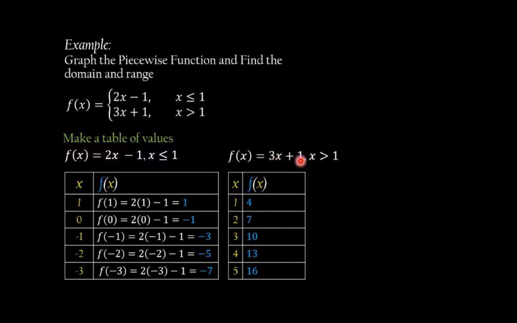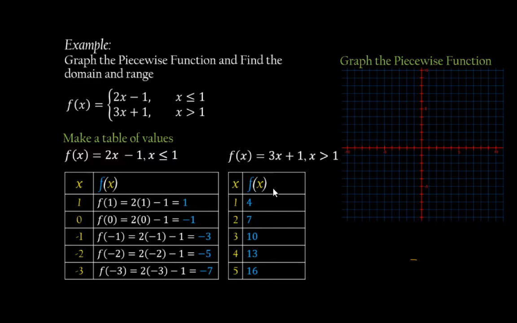Plug in 2. 3 times 2 plus 1, that is 7. Plug in 3. 3 times 3, 9 plus 1, that is 10. Plug in 4. 3 times 4, 12 plus 1, that is 13. As you can see the pattern, nadadagdagan lang siya ng 3. So, that is 5 and 16. Okay? So, we just wrote down the table of values for this given two functions, okay, in pieces.